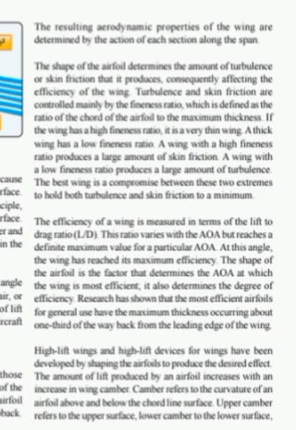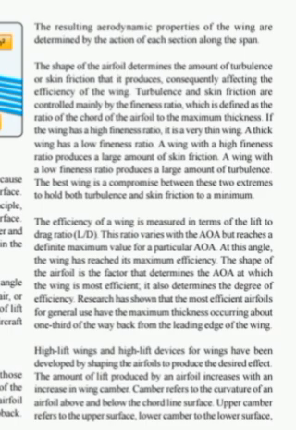The efficiency of a wing is measured in terms of lift to drag ratio. This ratio varies with the angle of attack but reaches a definite maximum value for a particular angle of attack. At this angle, the wing has reached its maximum efficiency. The shape of the airfoil is the factor that determines the angle of attack at which the wing is most efficient. It also determines the degree of efficiency.